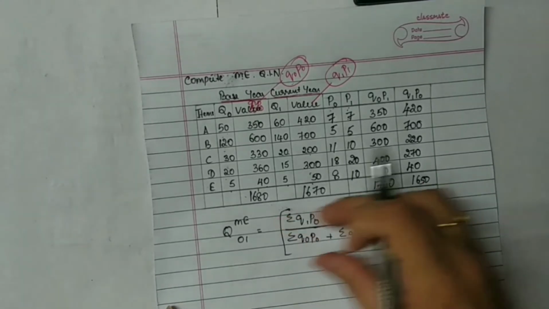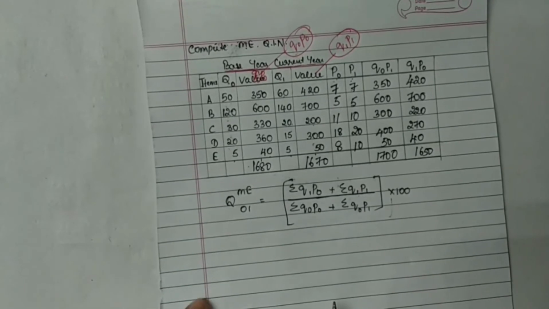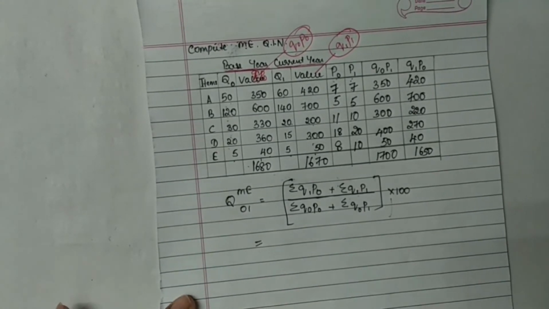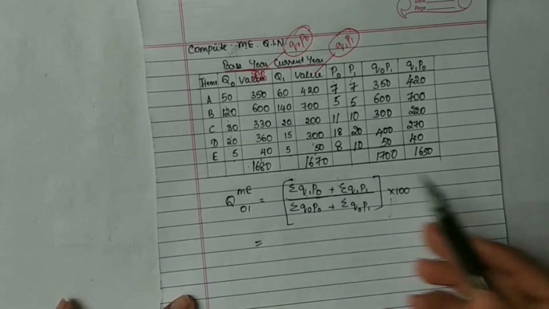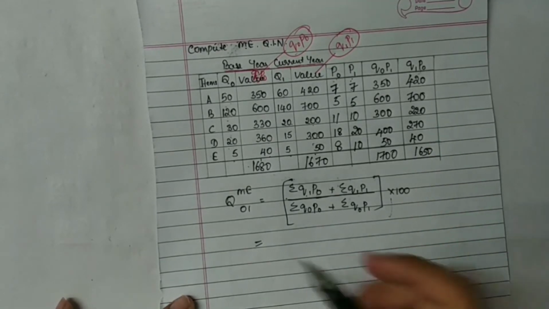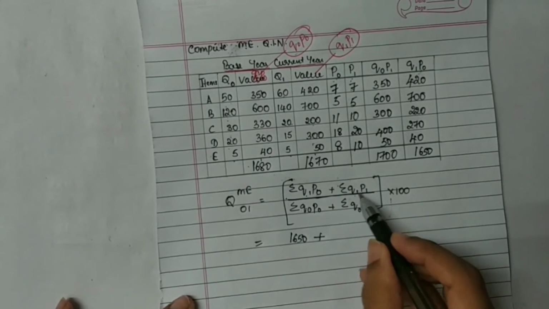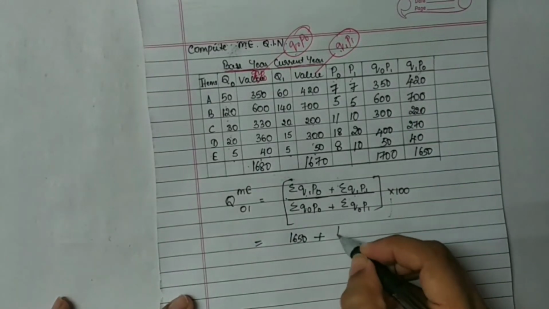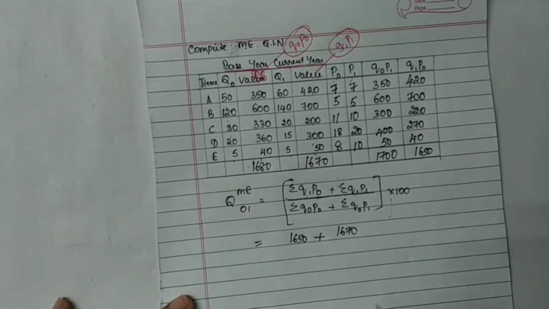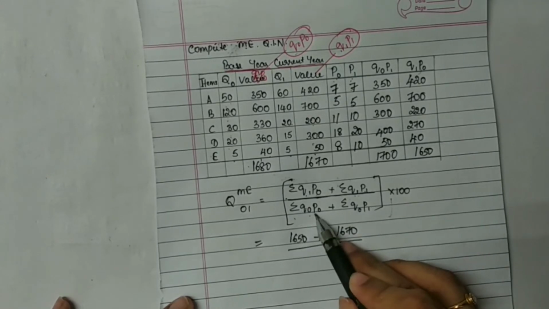So whatever information is required for calculation, we already got it. Let's start solving the problem now. Summation Q1 P0. Q1 P0 is here, that is 1650, plus Q1 P1. Q1 P1 is here 1670, divided by Q0 P0.